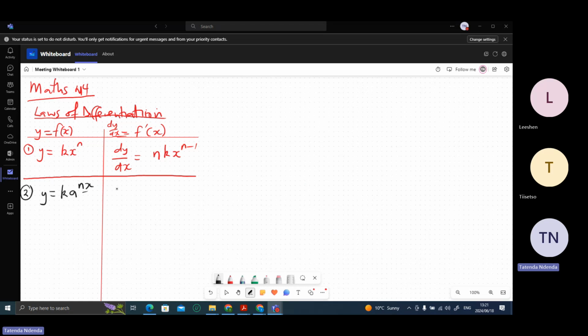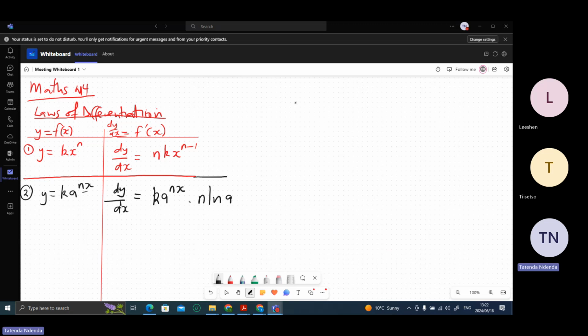So what you do in this case, you're going to say dy over dx is equivalent to, you write the equation the way it is, so it's going to be k a to the power of nx, multiplied by what is raising. If we differentiate this one, we're going to be left with n. So it's going to be n ln of the one which is raising. Okay, this one is a bit different. So I'm going to look for an equation whereby we can try to do it.